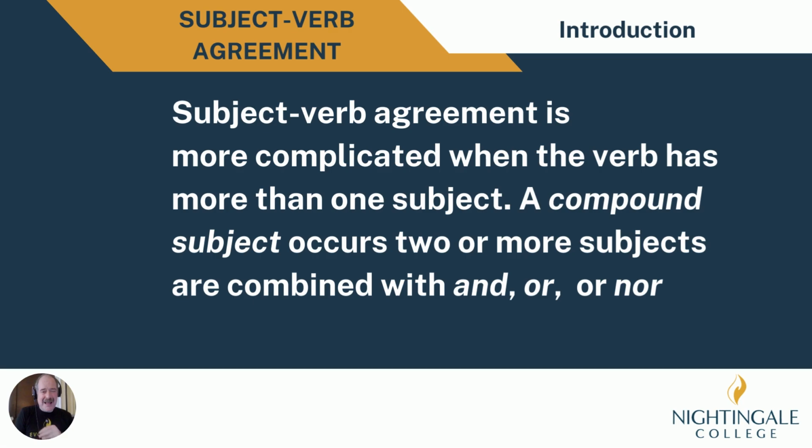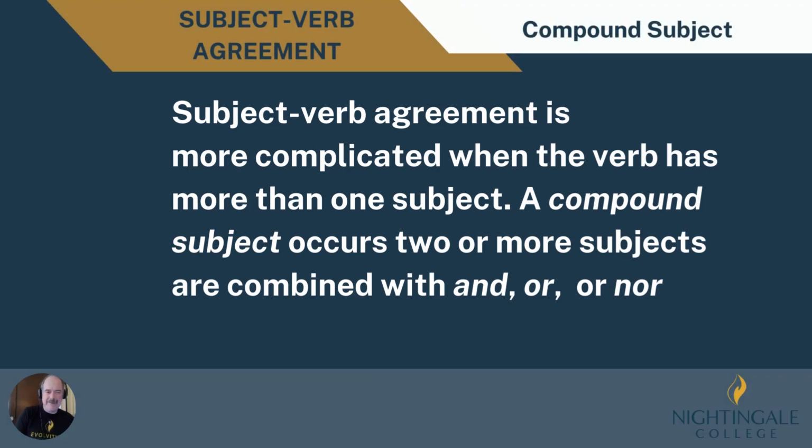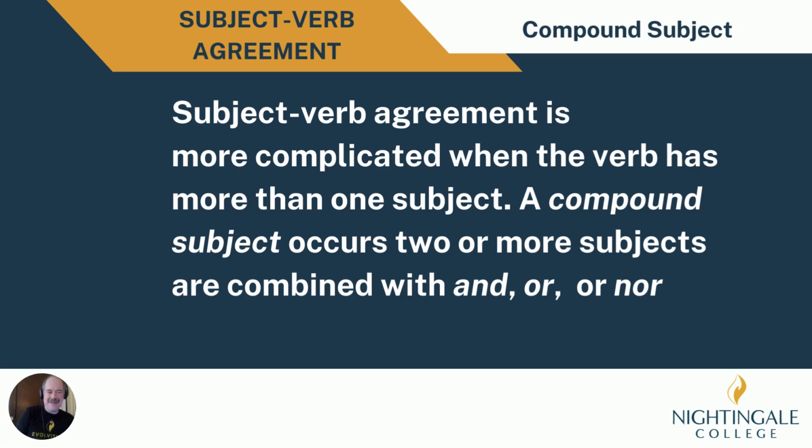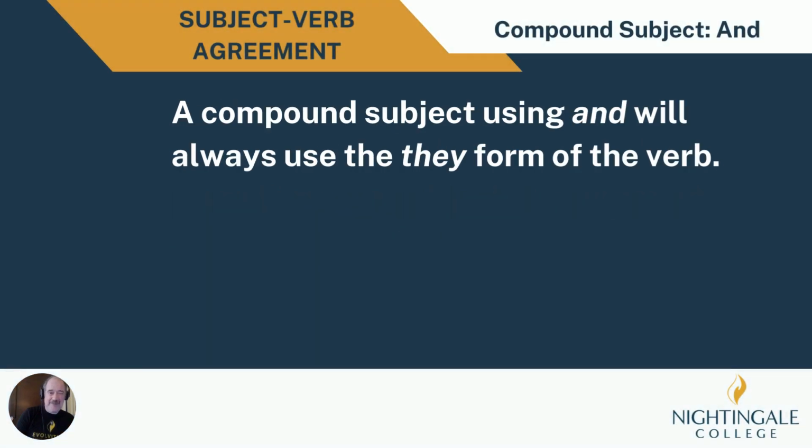Subject-verb agreement is more complicated when the verb has more than one subject. So we are going to be looking at compound subjects, meaning a subject that uses the word and, or nor. How does this work? Well, a compound subject using the word and will always use the they form of the verb.